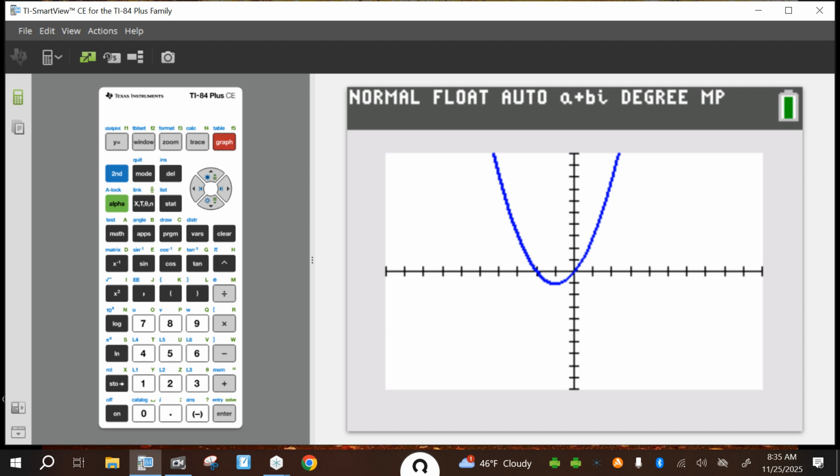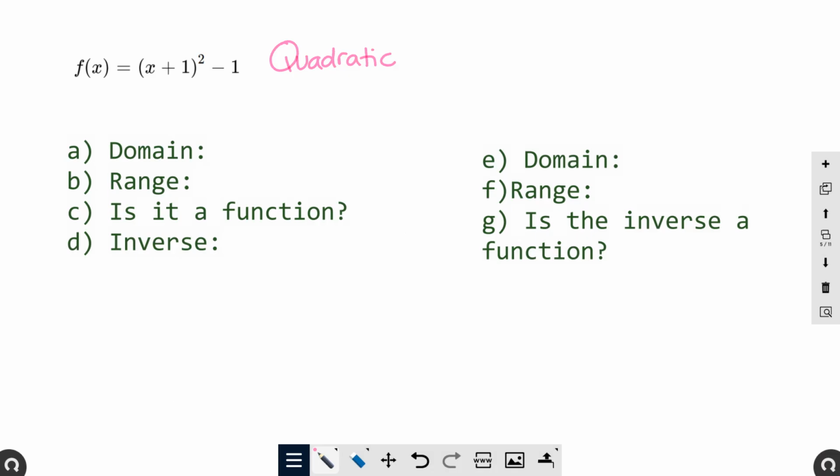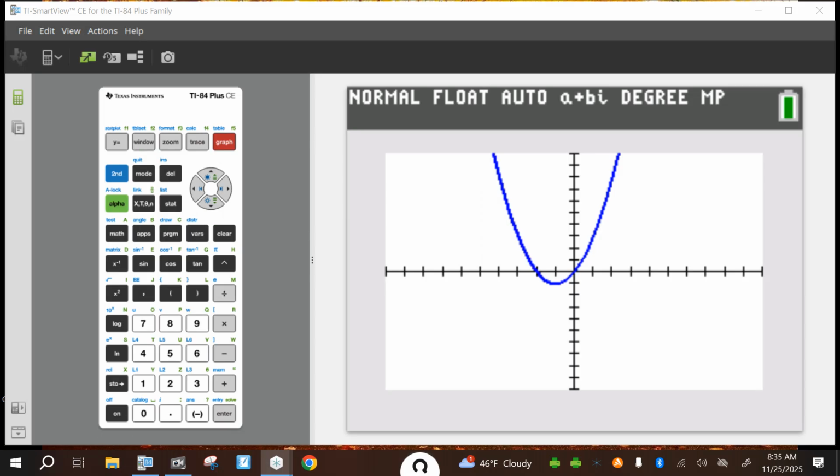All right, so there's my graph. So think about your parabola. Think about domain as how far the graph goes left and right. So what would be the domain of this graph? All real numbers. Good. Is the range all real numbers?